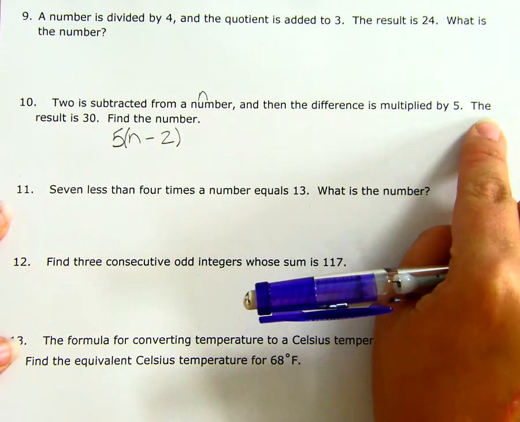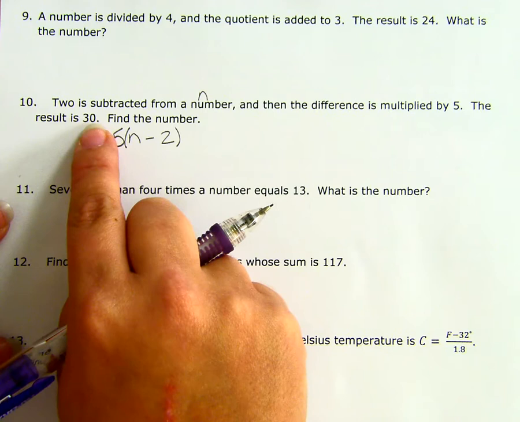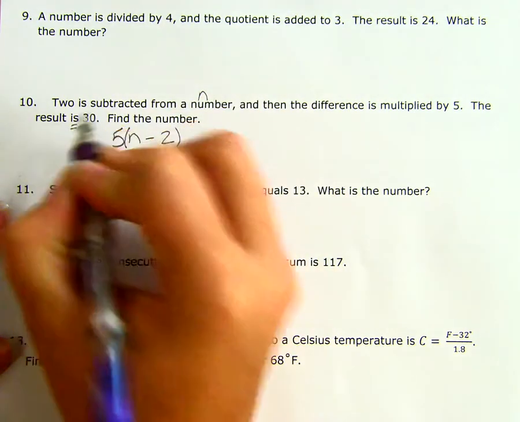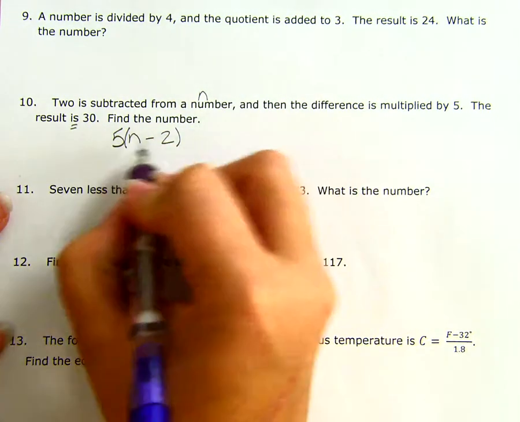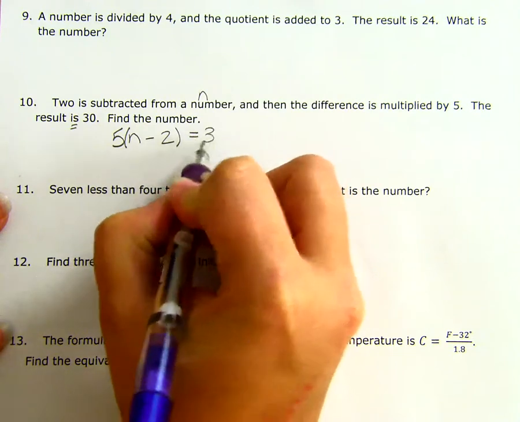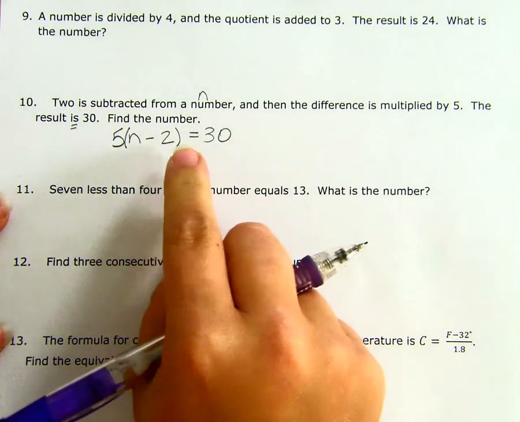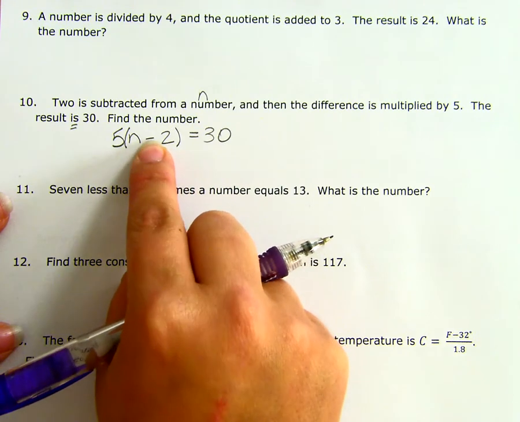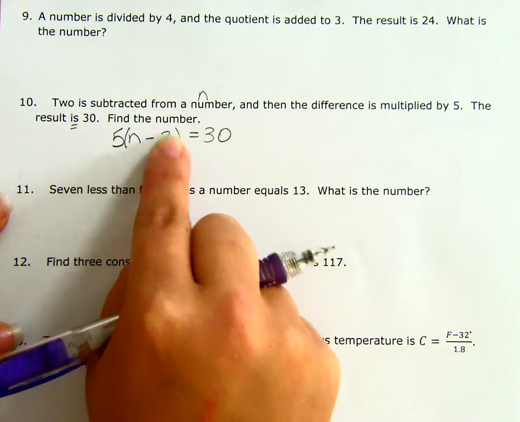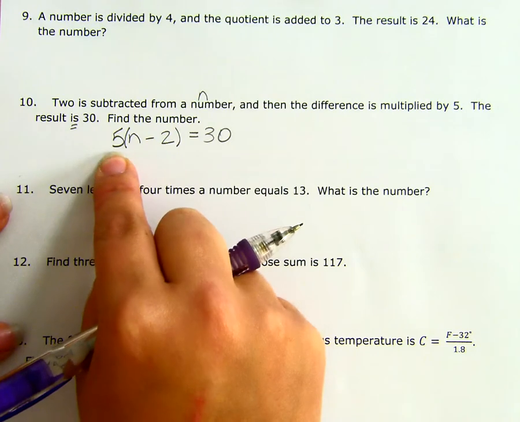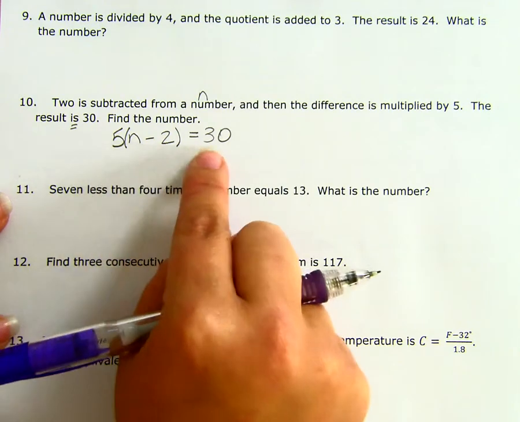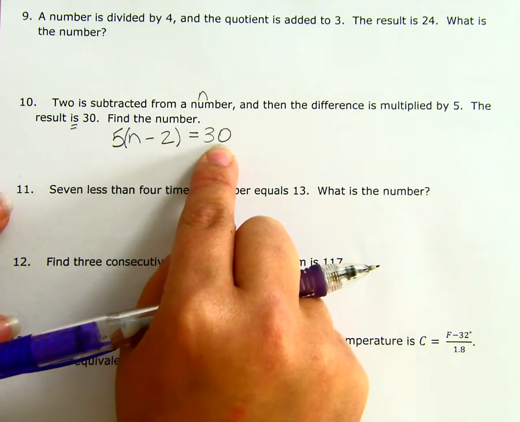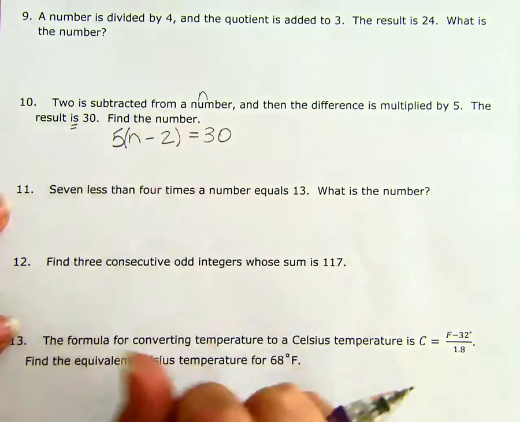Then they tell me the result is 30. Anytime you see the word is, that usually means an equal sign. So this result is 30. So that's how you'll write that equation from those words. 2 is subtracted from a number, and the difference is multiplied times 5. The result is 30. They want you to find the number.